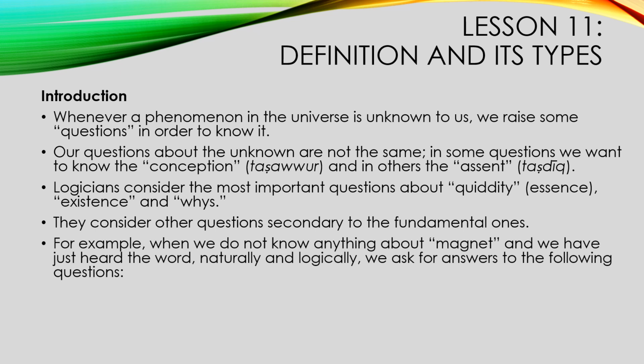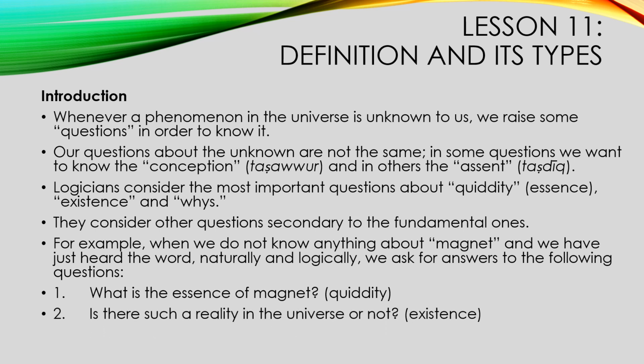For example, when we do not know anything about magnet and we have just heard the word, naturally and logically we ask for answers to the following questions. 1. What is the essence or what is the nature of magnet? We are asking about its quiddity actually. Second, is there such a reality in the universe or not? Meaning, does it really exist or not? Number 3, why is there such a reality? Meaning the causes for its existence.